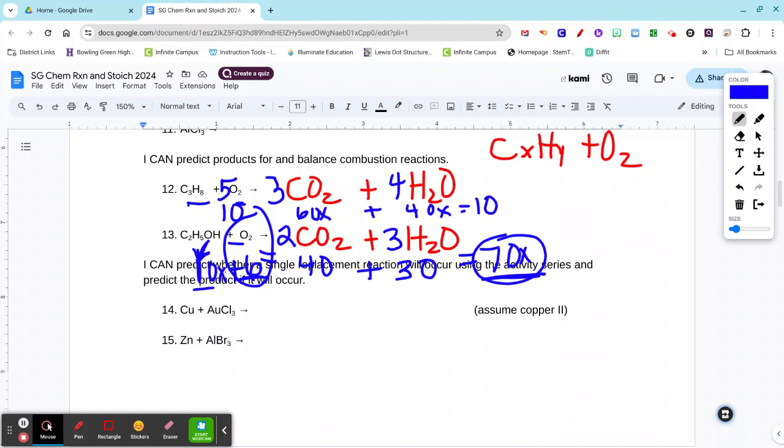So I need to add a coefficient to get me 6. So if I put a 3 here, when I multiply, it's going to give me 6. And then I should be balanced for that. So remember, alcohols are a little bit different because they have that extra oxygen over there. So just kind of remember to include that in your final calculation of your oxygen.